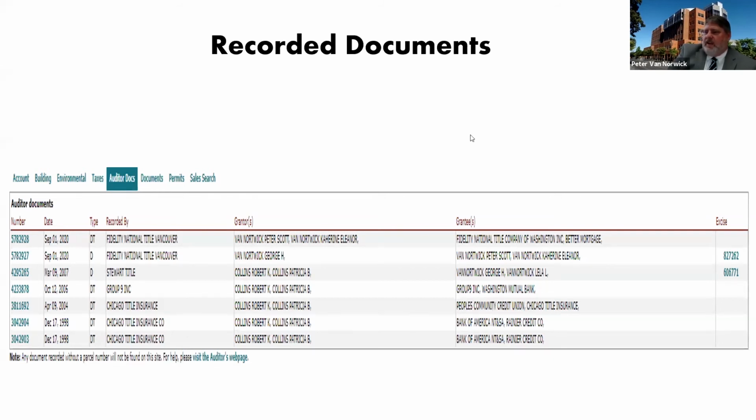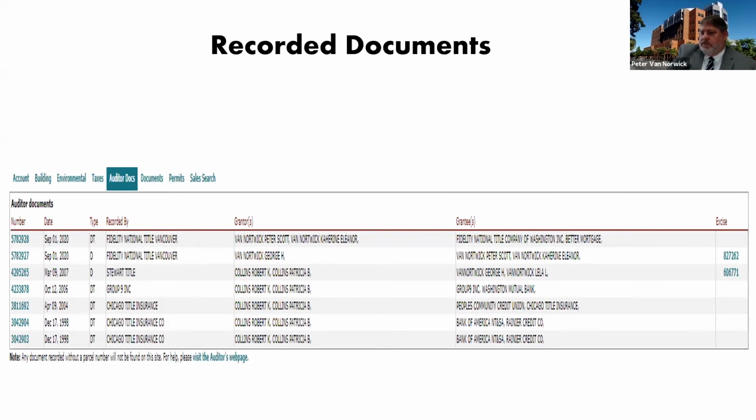The other thing that's out on our website is the recorded documents. So you can go through and find all the documents that were recorded on it. The other day, someone was talking about easements on Facebook, and I did want to make sure I address it. This is where you go in and find out whether or not an easement has been recorded on a property.